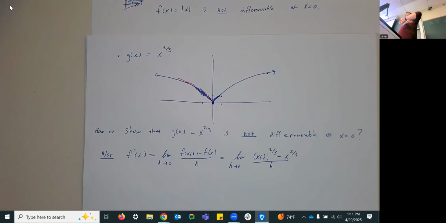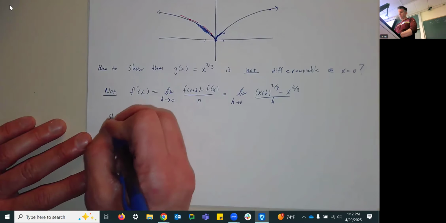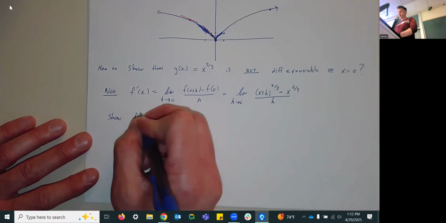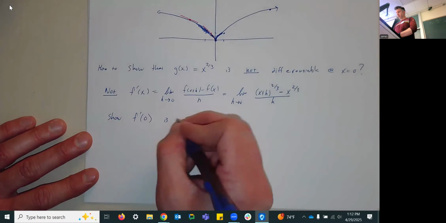If we're trying to show that a function is not differentiable at a particular point, we can go back to the earlier version of the definition and say, I don't really need to find the slope of the tangent line everywhere. I don't have to find f prime of x. I just have to show that the slope of the tangent line at 0 isn't defined. So here's what we're going to show. We're going to show that f prime of 0 does not exist or is undefined.